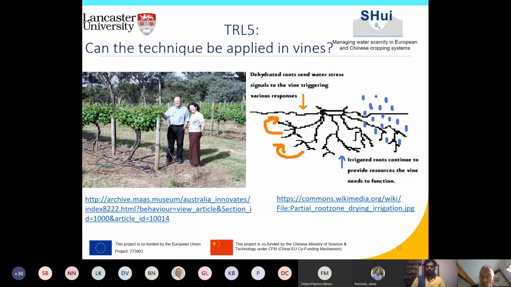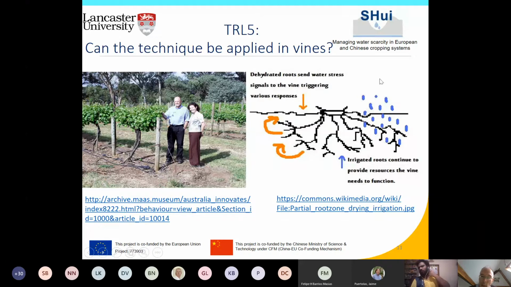Now, for the benefit of the students in the audience today, you'll probably always be told, don't go to Wikipedia for your information for your research papers. In this case, I'm going to ignore that particular advice, because if you look on Wikipedia or Wikimedia, and I get the two confused sometimes, there is actually a rather pixelated diagram of partial root zone drying that you can find. But I think it explains quite nicely the concept, so that you have roots that are in drying soil that send these chemical signals to the shoot, triggering various responses.